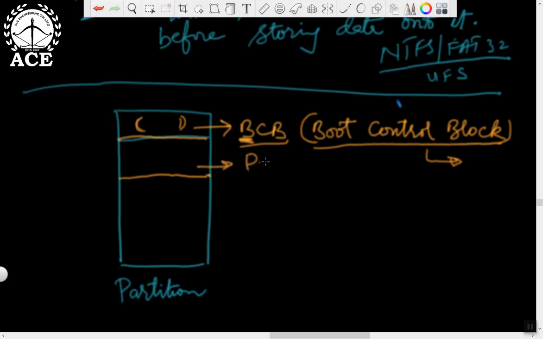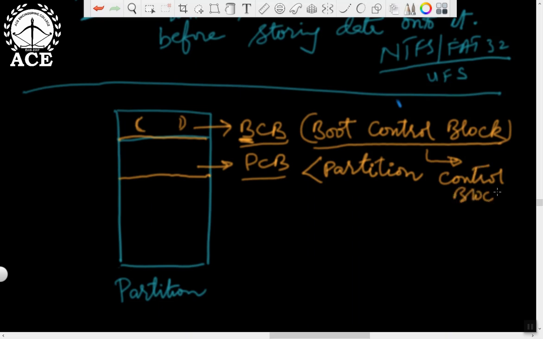Second is called PCB, partition control block. Now this partition control block is also a very important block that gives the complete picture of the partition, complete status of the partition. I mean, what is the size of the partition, how many blocks are there, whether blocks are free or not, how many are good blocks, how many are bad blocks, what is block size. Complete information about the partition is kept here. That is why it is called partition control block.